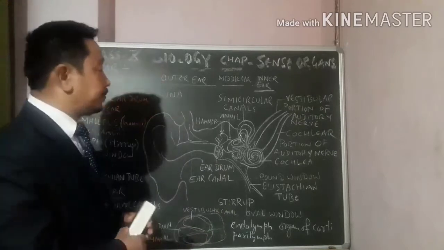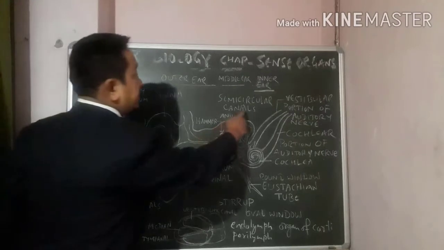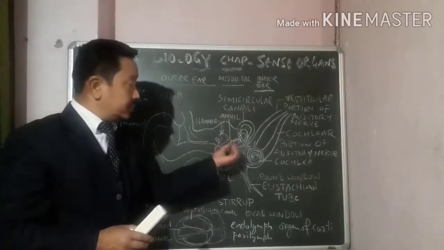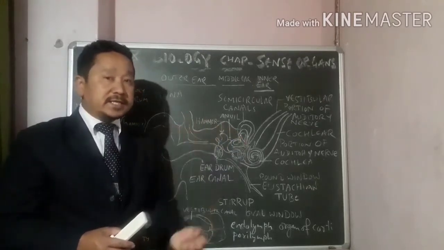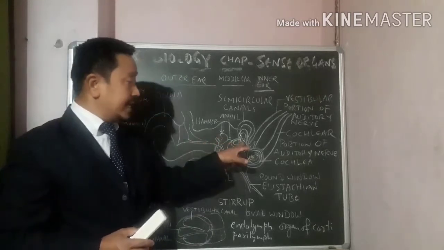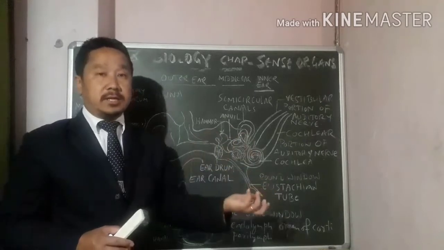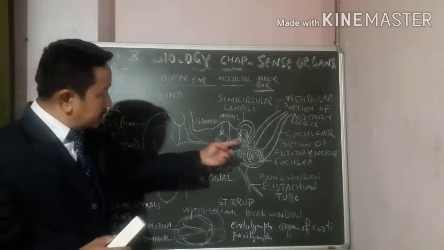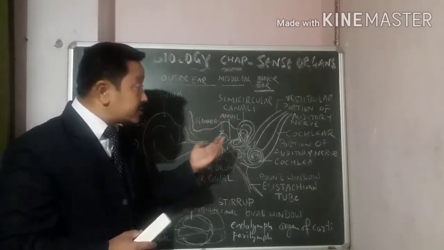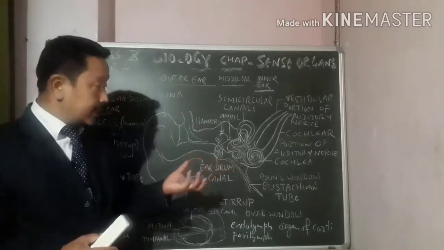Okay, then another part of your inner ear is your semicircular canals. Here, semicircular canals, which are three canals out here, arranged at right angles to each other in different planes. You see here, they are all arranged at right angles to each other. Three canals are there, arranged at right angles to each other in three different planes.